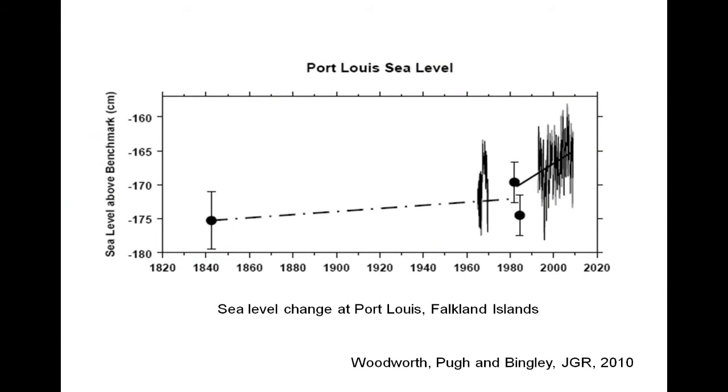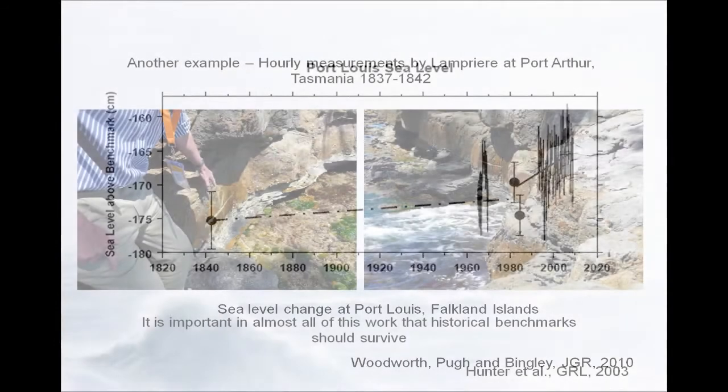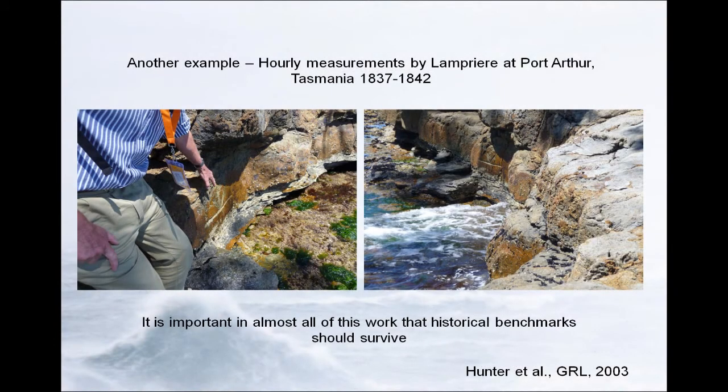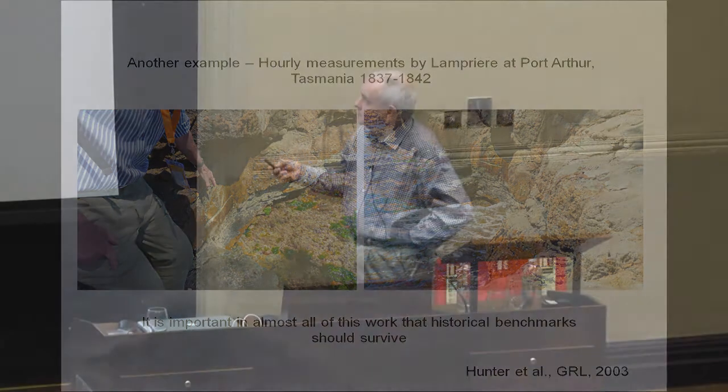that present-day sea level is rising faster than it was over most of the intervening period, which is a bit scrappy, but it's good to know. There's a similar, Ross was involved with similar measurements at Port Arthur in Tasmania. This is actually John Hunter, for those of you who know him. And he's pointing to a benchmark here that was set up with respect to the tide gauge that Lampriere was using in Port Arthur.